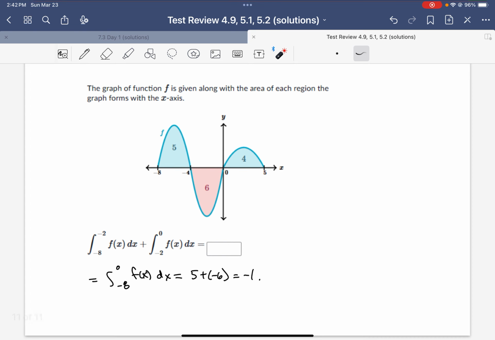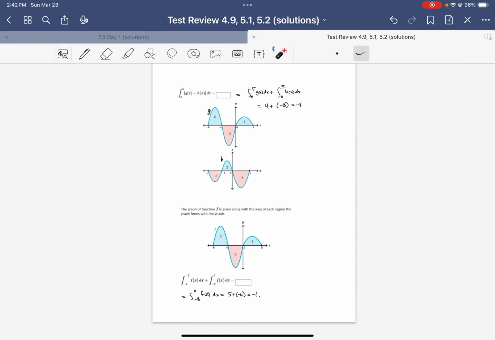Here, it wants us to know from negative 8 to 2 and from 0 to 2. Well, that's really negative 8 to 0. And so from negative 8 to 0, it's just 5 minus 6, which is negative 1.